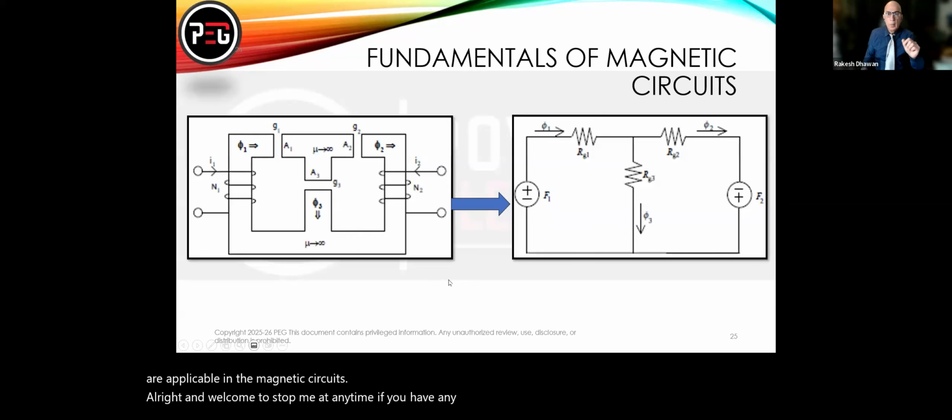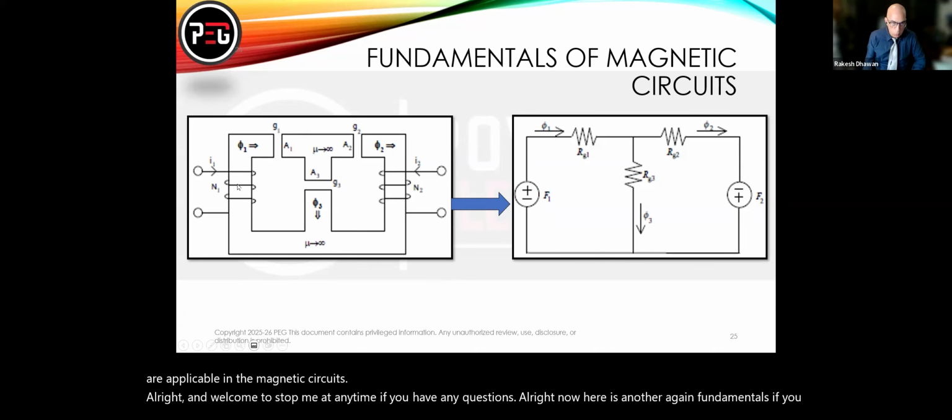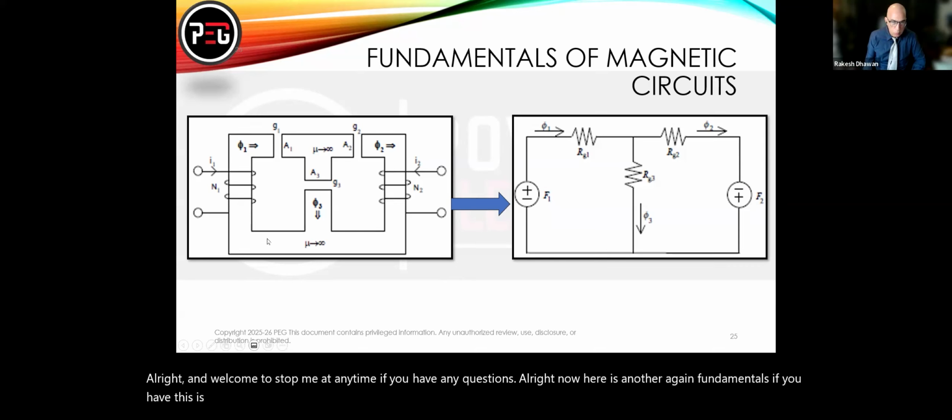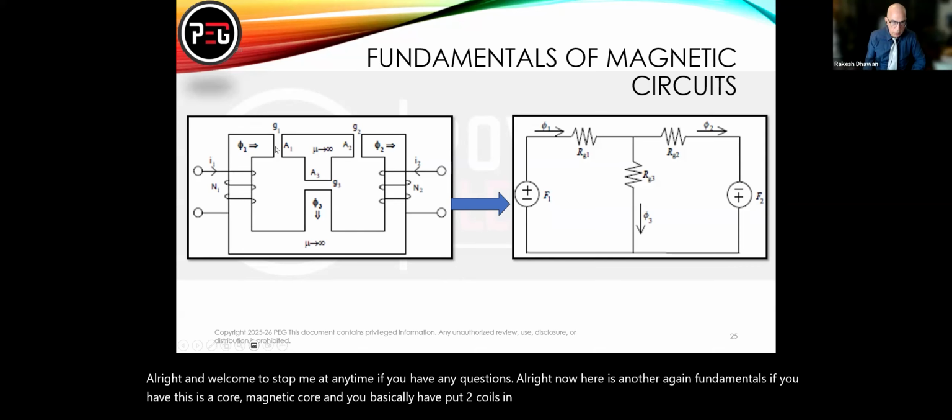All right. Now, here is another, again, fundamentals. If you have a core, a magnetic core, and you have put two coils in it, right? And you have got the gaps in the core.